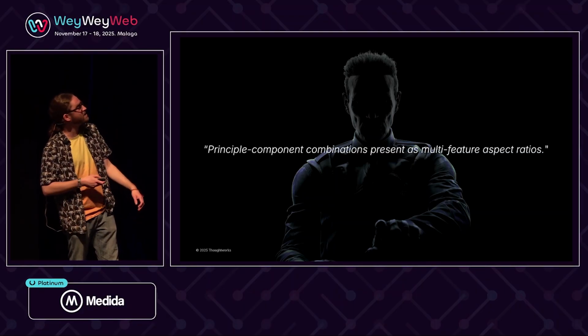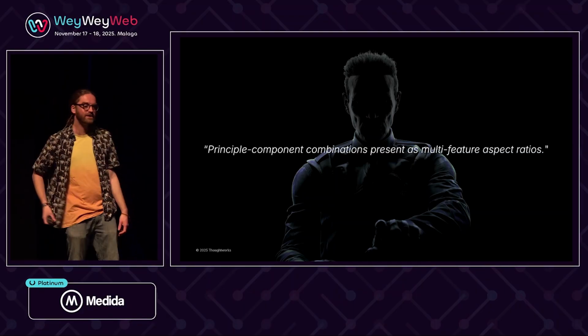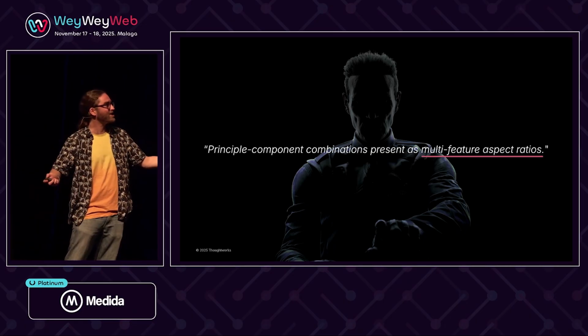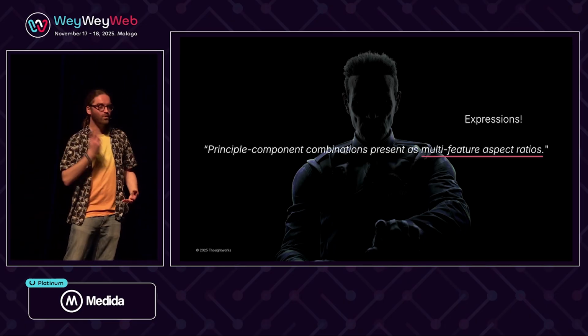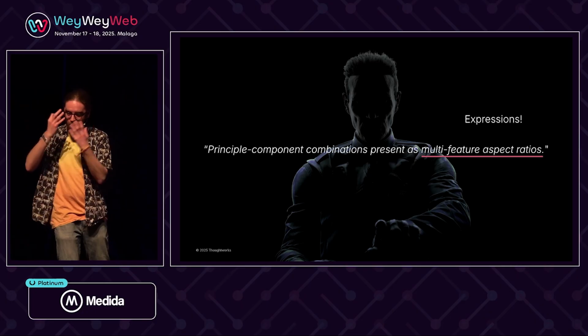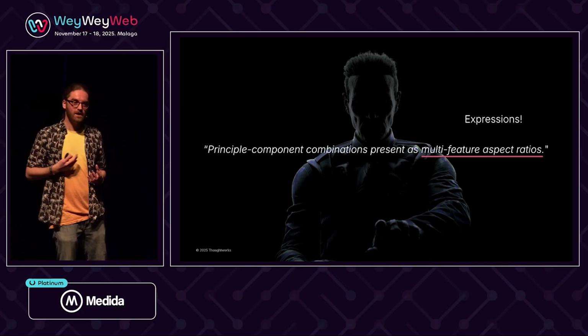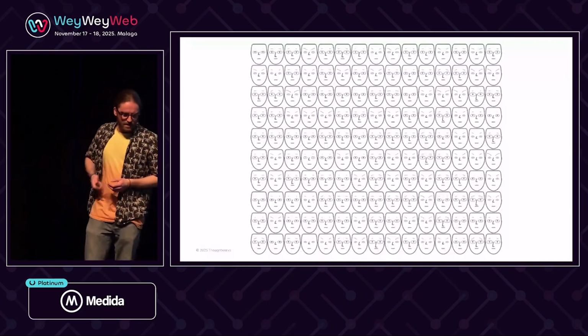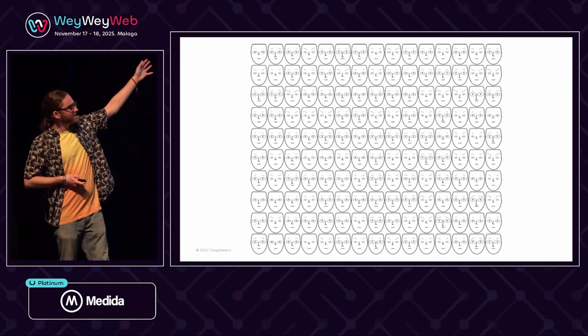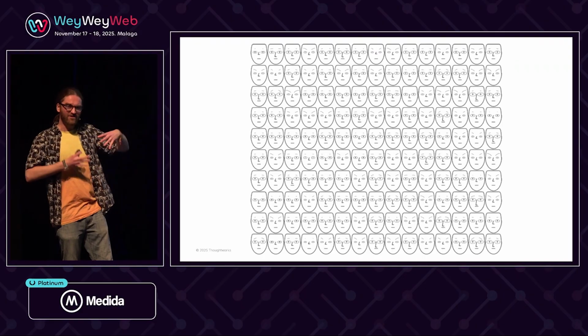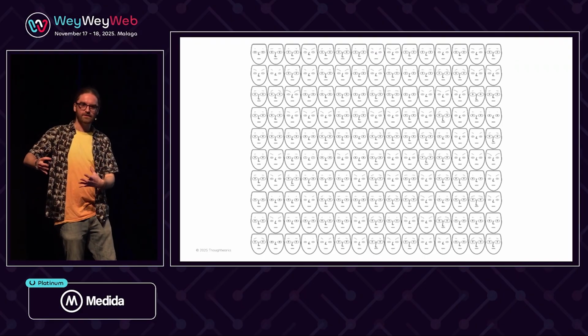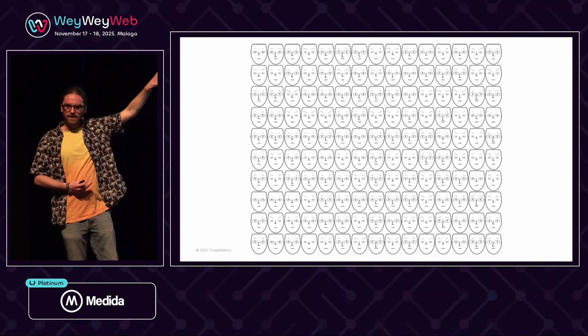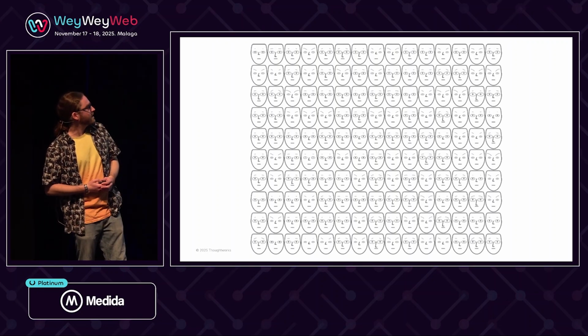It's actually in the original piece from the book. Principal component combinations present as multi-feature aspect ratios. We call those expressions. That's what expressions are. They're combinations of parts of your face moving in specific ways. Which means Chernoff faces are probably not great for very large data sets either. These aren't mine. These are from the folks at Wolfram Alpha.